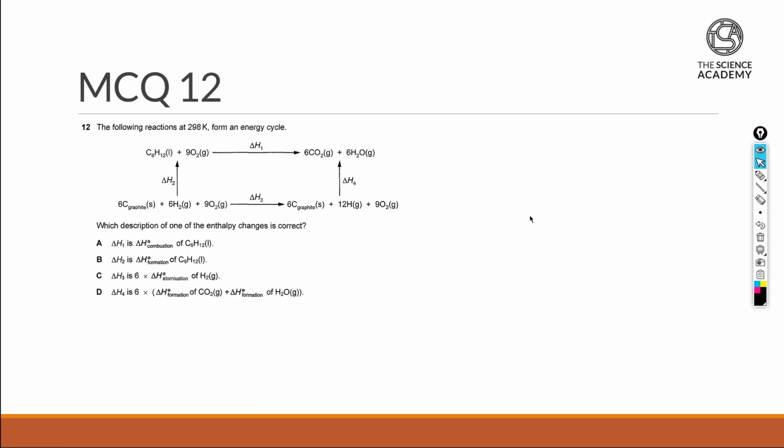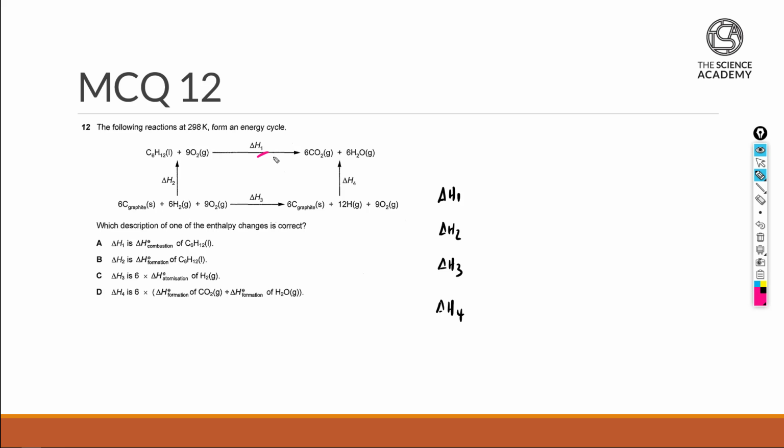In MCQ 12, this is a chemical energetics question that encourages students to remember the different definitions of standard enthalpy changes. So we have delta H1, delta H2, delta H3 as well as delta H4 in this question. Let's investigate to see which of these they actually represent.